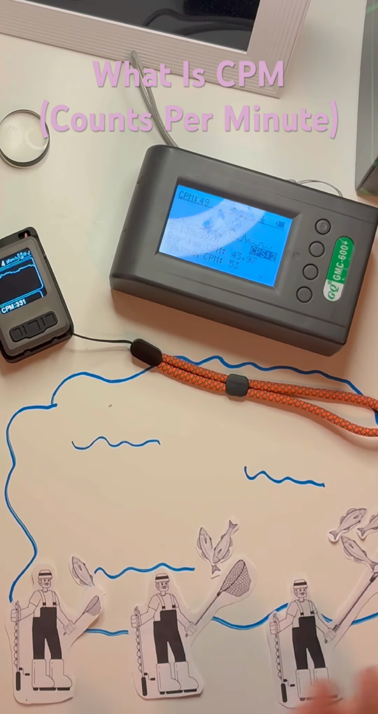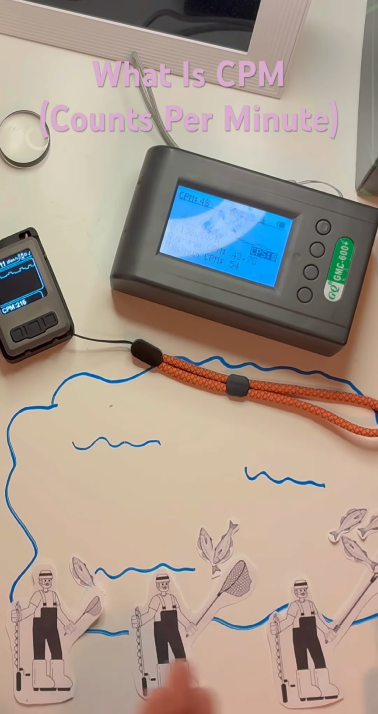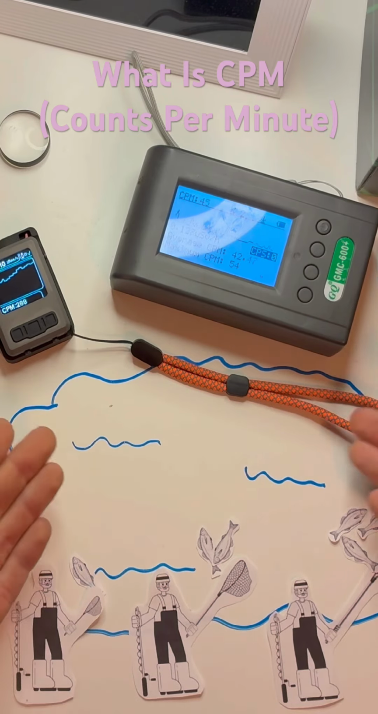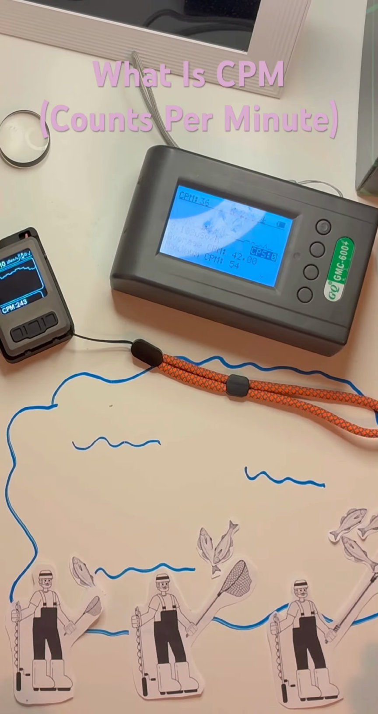Well, that's because they have different size nets. This guy has a bigger net, so he's catching more fish. He's detecting more interactions, more counts per minute. So this is why counts per minute can be a little confusing. If you're using different size detectors, different size nets, you'll get different results from the exact same source of radiation, or fish in this example.